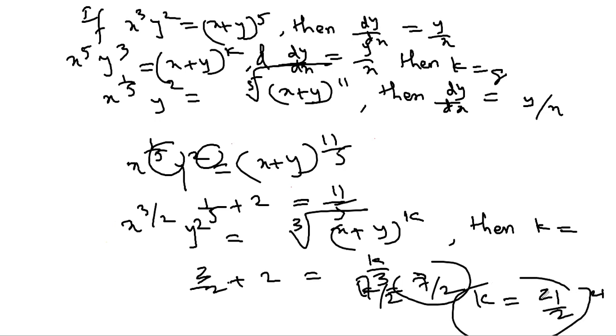So this step is very standard, remember: x raised to m, y raised to n equal to x plus y raised to m plus n, then dy by dx equal to y by x. Okay, I will give another example.